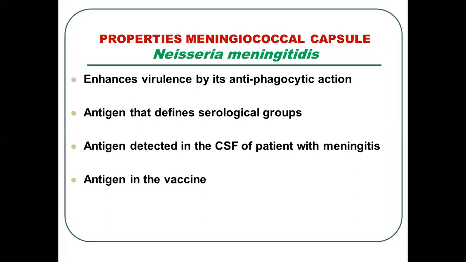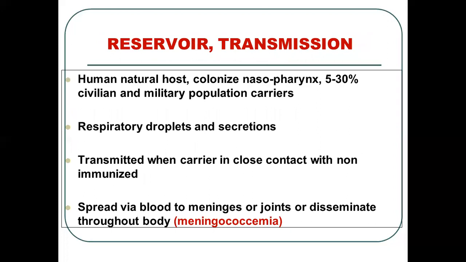The lipid component is common both in gram-negative rods and in gram-negative cocci. But the sugar component in Neisseria is an oligosaccharide, which is a short chain of sugars, whereas in rods it is a polysaccharide, which is a long chain of sugars. Now, the reservoir for this microorganism is humans. We are all the reservoir for this organism. We are the natural host.